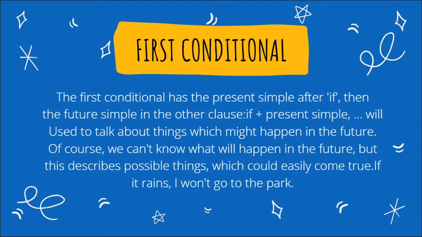So the first conditional has the present simple after if, then the future simple in the other clause. So we have present simple and will, used to talk about things which might happen in the future. Of course, we can't know what will happen in the future, but this describes possible things which could easily come true. For example, if it rains, I won't go to the park.